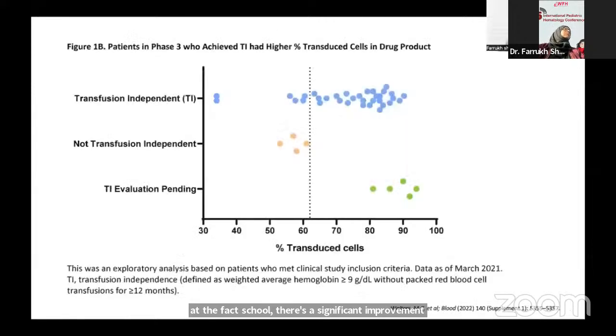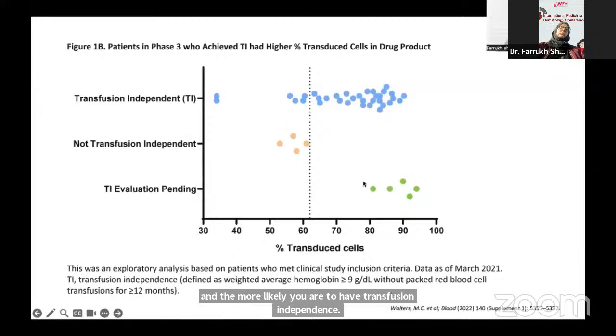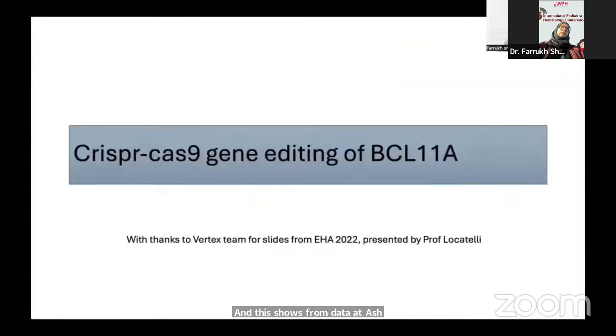As we know from the Betty cell, the higher the number of transfused cells, the better your response and the more likely you are to have transfusion independence. And this shows from data presented at ASH in 2022 by Mark Walters.